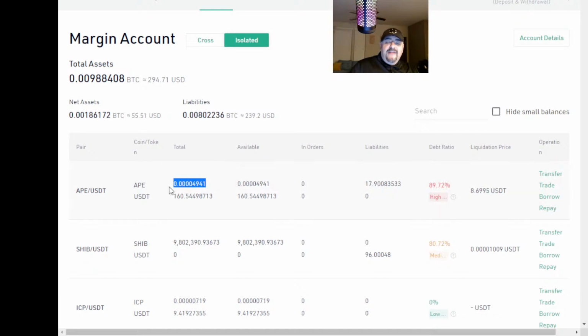Now, because they're the same amount, 17.9 and 17.9, the liabilities and totals zero each other out. Once you sell them and only have liabilities, and they're going down in price, you're making money, because I'm shorting. Then I buy back the ape at a lower price, pay this back, and keep the difference between when I sold it and when I bought it back. That's how you make money in margins. So right now on ape, I'm already making money, 90% to 89.72.